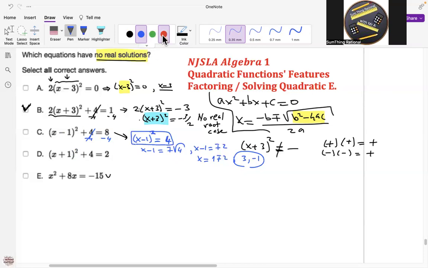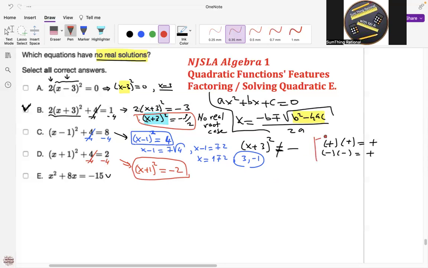What about option D? x plus 1 whole square plus 4. So let's subtract 4 from both sides. They cancel out. Then x plus 1 whole square is equal to what? Negative 4, negative 2. Again, same case as what I have here, okay? Something square equals a negative number. Something square, negative number, is not possible in the real world.